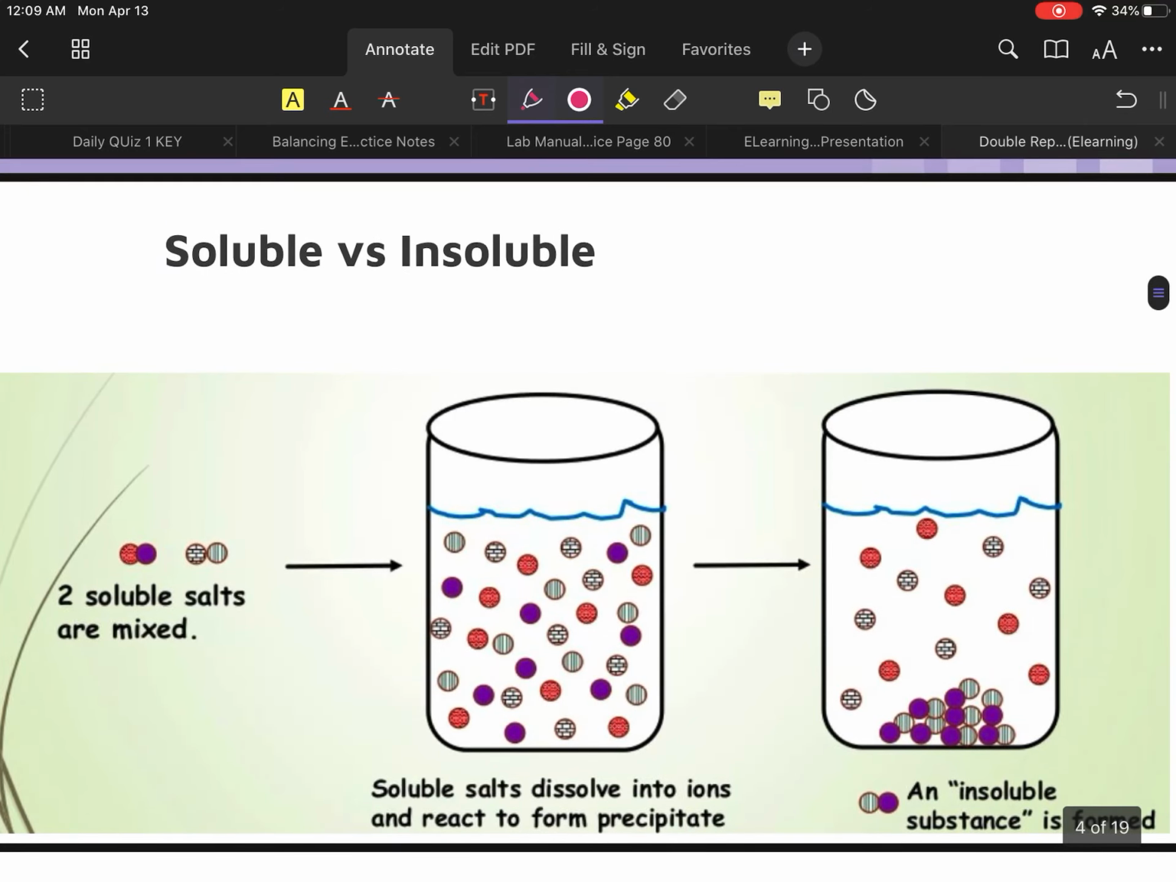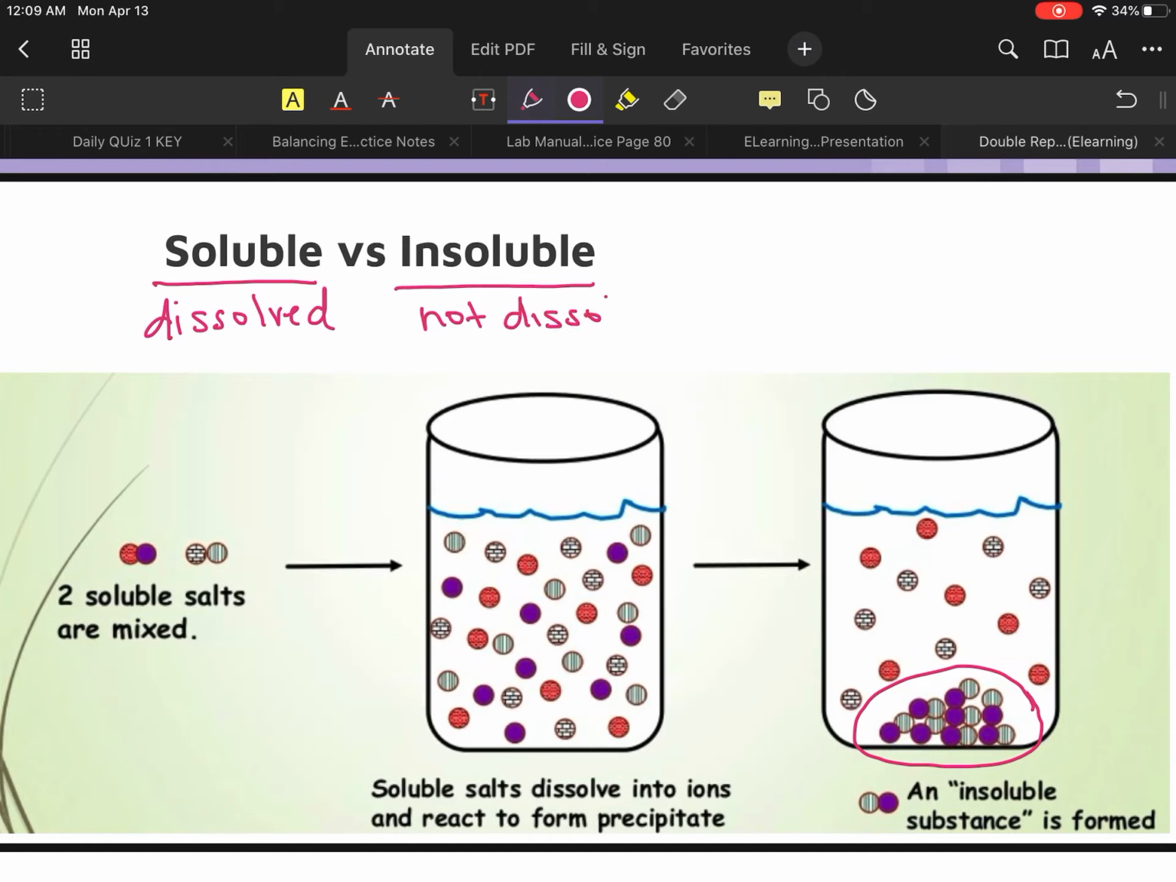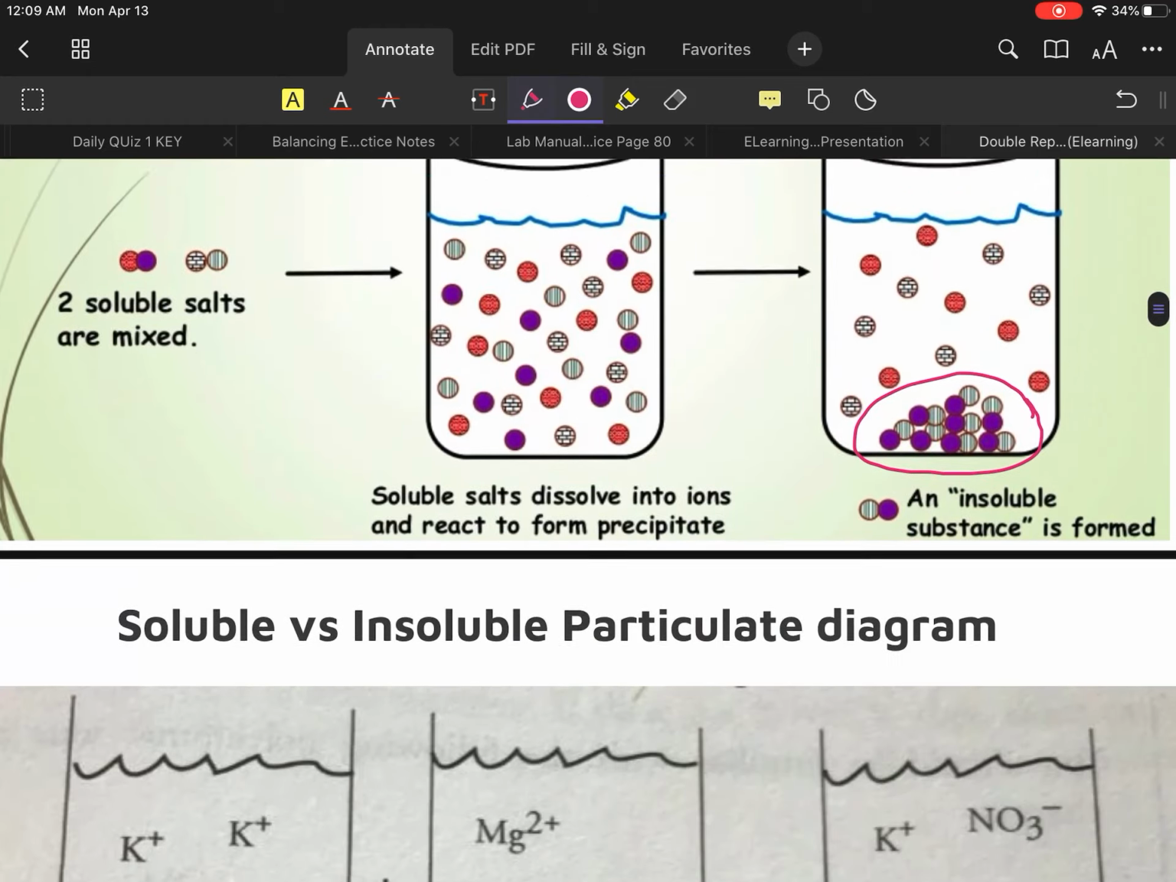When we're talking about double replacement reactions, a lot of times what we're looking at to determine if this type of reaction has taken place is whether we have an insoluble substance that's formed. So we need to make sure that we know that a soluble substance is something that has dissolved into a solution. When we're talking about insoluble, we mean it has not dissolved. So it's basically like a solid is going to be found at the bottom of our mixture.